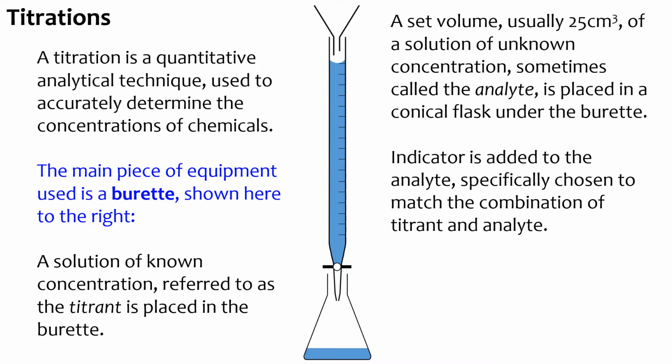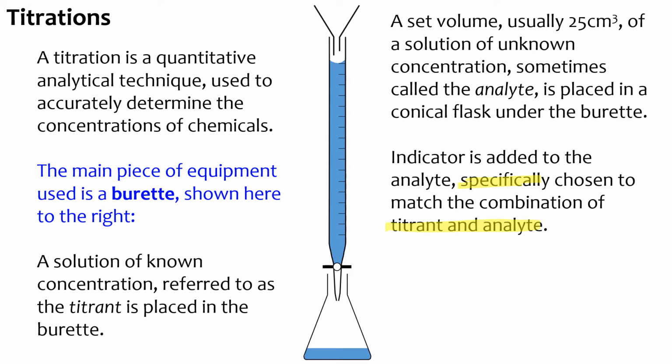We then add an indicator to the analyte. The analyte is what we're analysing, so it's in the conical flask. And the indicator is specifically chosen to match the combination of the titrant and the analyte. So you cannot use the same indicator all the time. It depends on what reagents you're using, what combination of acid and base, for example.